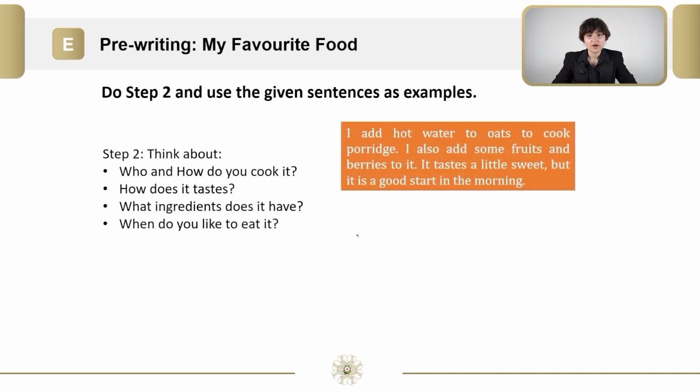The first, let's talk about breakfast. I add hot water to oats to cook porridge. I also add some fruits and berries to it. It tastes a little sweet, but it's a good start in the morning. You can use the same structure for your breakfast.